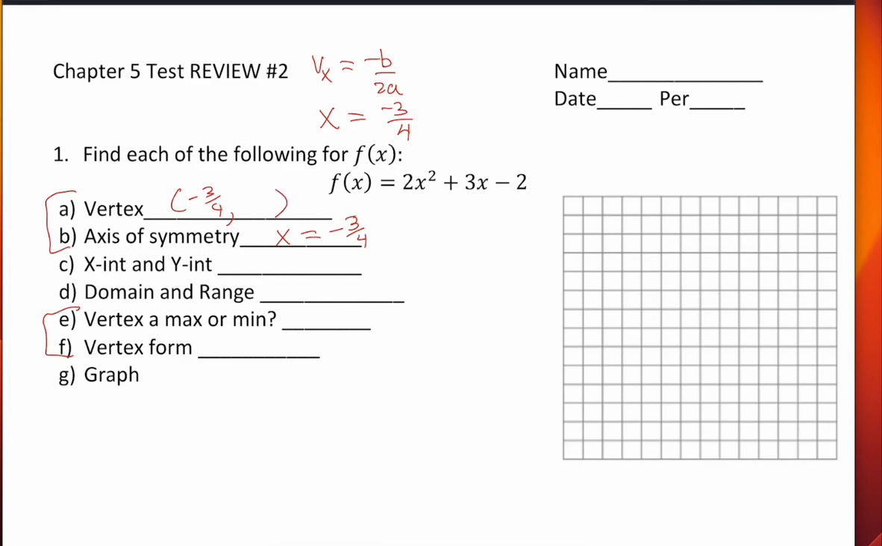Now, anytime you have an x of a function and you want to find the y of that function, you just plug it in. So if I plug negative 3/4 in, it's going to be 2 times negative 3/4 squared plus 3 times negative 3/4 minus 2. You will be allowed to use any type of graph or any type of calculator on the test except for a graphing calculator. So feel free to use one of those red ones in the back.